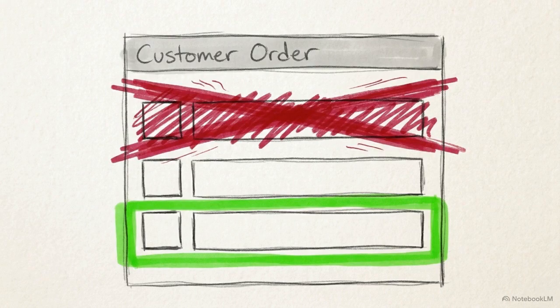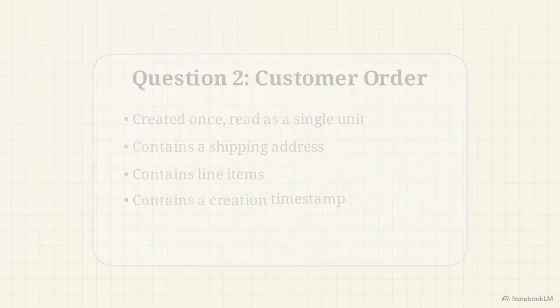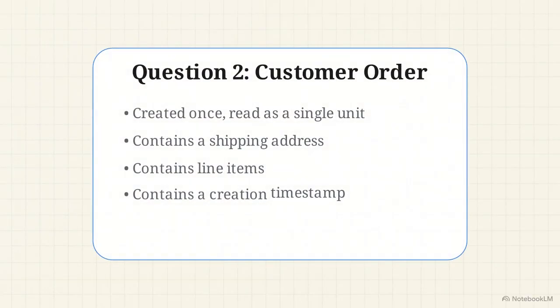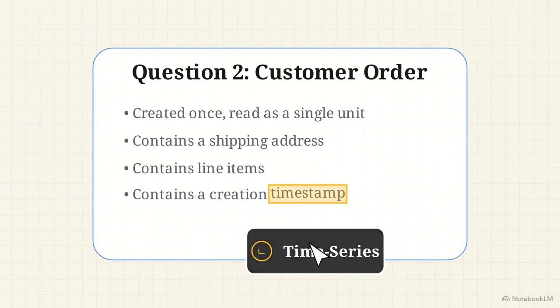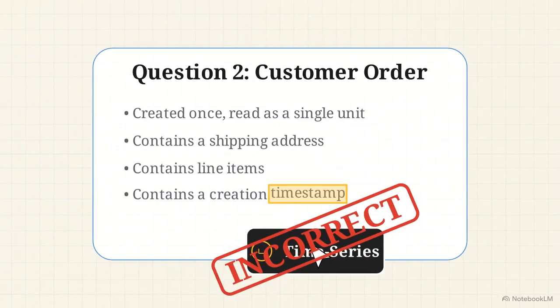Let's apply these concepts directly to the upcoming Quiz 9 and 10 exams. We need to dismantle a few common testing traps. Question 2 asks you to categorize a customer order that is created once, read as a single unit, and includes a creation timestamp. The trap is right there in the word timestamp.